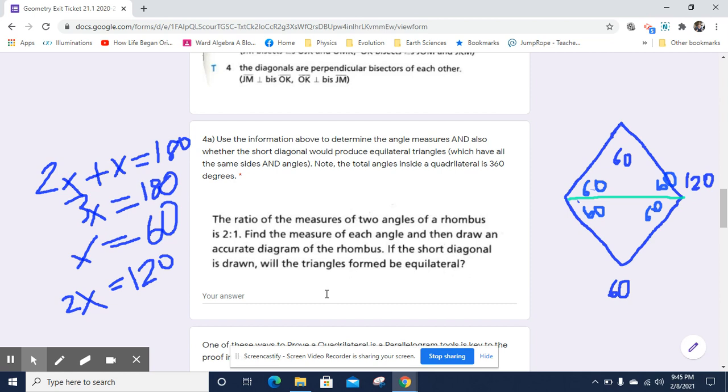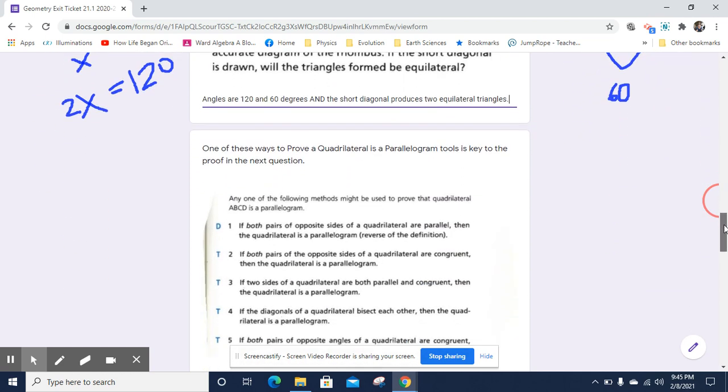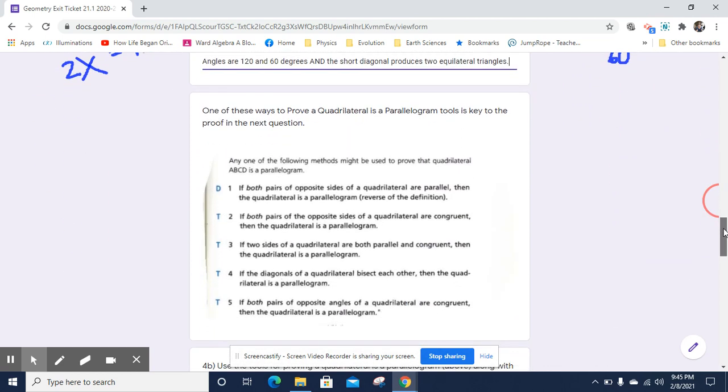So now we have demonstrated that the angles are 120 and 60 degrees, and the short diagonal produces two equilateral triangles. Okay, I hope that helped with that one. Let's take a look at the next one. So one of the ways to prove a quadrilateral is a parallelogram.